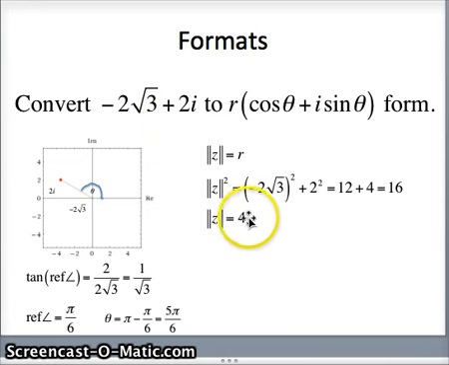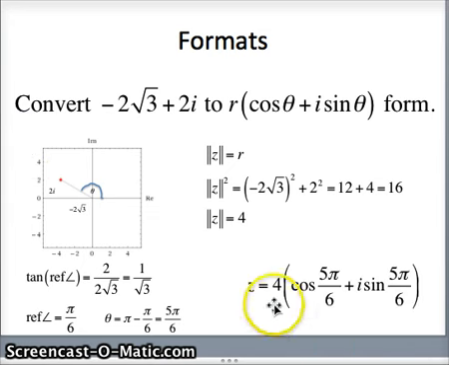So we've done that. We have our modulus of z is 4. We have our theta is 5 pi over 6. We have indeed successfully converted this into that form. So z is 4 times the cos of 5 pi over 6 plus i times the sine of 5 pi over 6. But I haven't shown you why this is valuable. Well, it's valuable when we are multiplying complex numbers, dividing complex numbers, and raising complex numbers to powers.